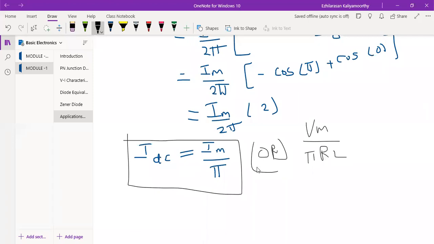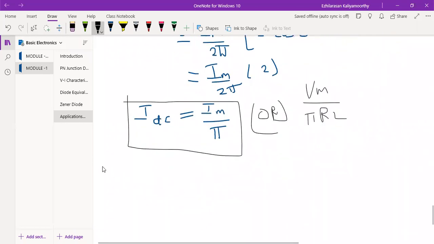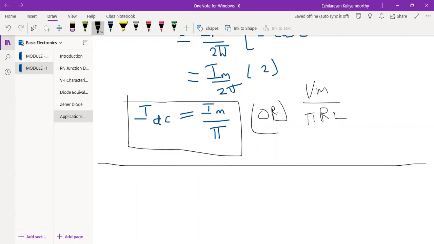If the given data in the numerical is Im directly, you can use this formula. If they're not given Im but they give the Vm value, then you need to use this formula. That is why I'm writing both. I thought you got it now. Yes, this is IDC.